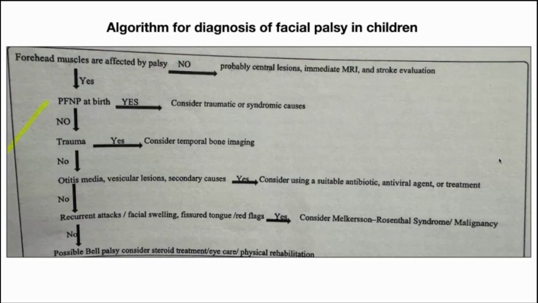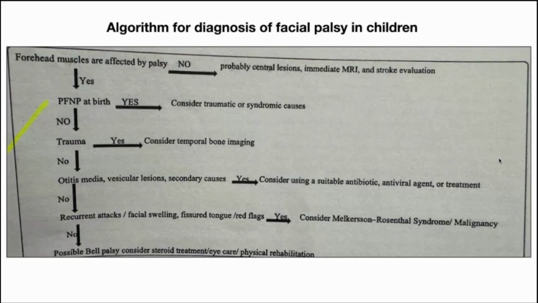Ask for a history of trauma. If yes, consider temporal bone imaging. If there is no history of trauma, then it could be otitis media. Look for vesicular lesions or any other secondary causes. If there is, then you use a suitable antibiotic, an antiviral agent, or any other treatment.